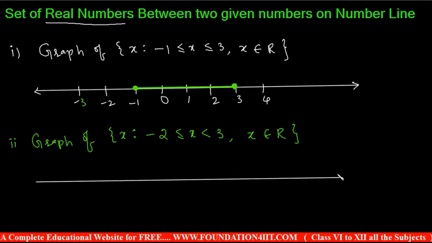Now notice the same thing. Draw the number line. The minimum is -2 and the maximum is 3. So 0, 1, 2, 3, 4, and so on. From 0 on the left side is -1, -2, -3, -4, and so on. Here -2 is less than or equal to x, so -2 is included. For -2 we should use the complete dot, the circle should be closed. And x is less than 3, so 3 is not counted, because x less than 3 means even 2.9999 is a real number. So for 3 we can use a hollow circle.